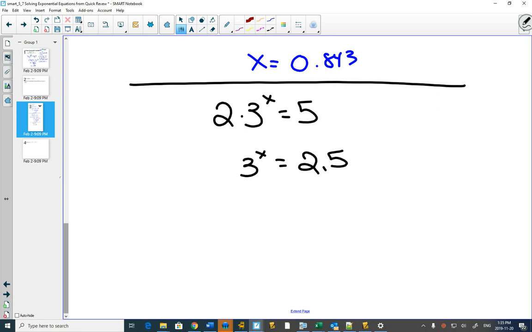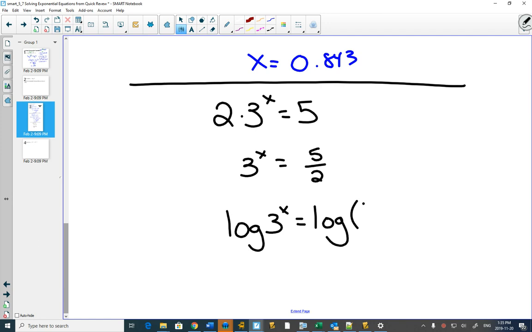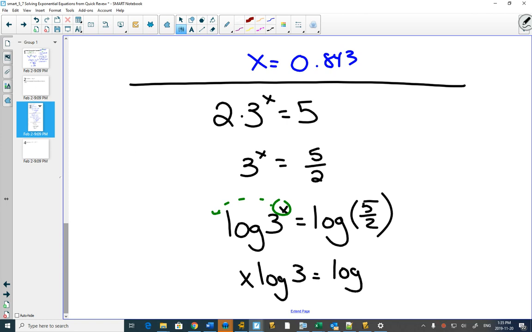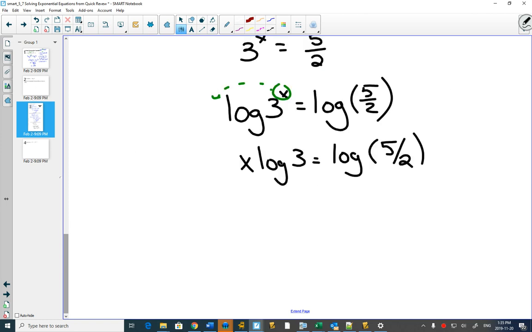you could write it as a fraction or you could write it as a decimal, 2.5. Sorry, my prejudice is showing. I like fractions better than decimals. Don't judge me. Okay? 5 divided by 2. Now, you could take the log or the natural log of both sides. Log of 3 to the x equals log of 5 over 2. Can you see now I would be allowed to bring this out in front right away? So I would get x log 3 equals log of 5 over 2. Oh, there's so much fun math.